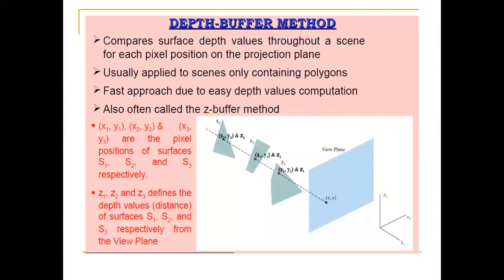The next detection algorithm we are using here is the depth buffer method. It is also called the Z buffer method. Why is it called the Z buffer method? Because here we are considering the depth, and depth is nothing but our Z axis. The main idea of this depth buffer method is very simple. It will just compare the surface depth value throughout a scene for each pixel position on the projection plane.